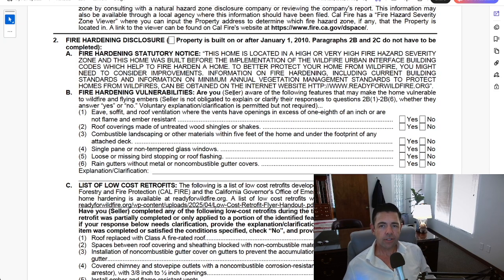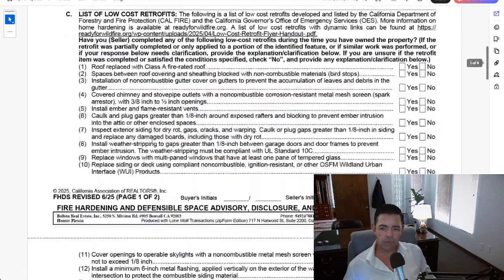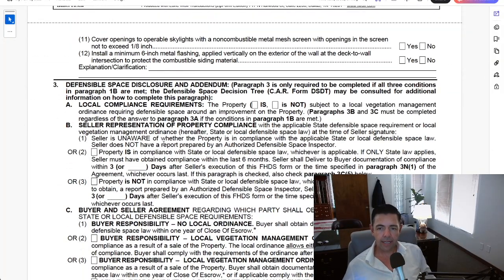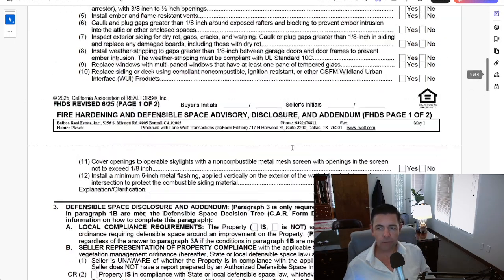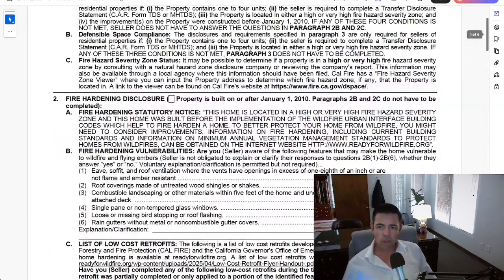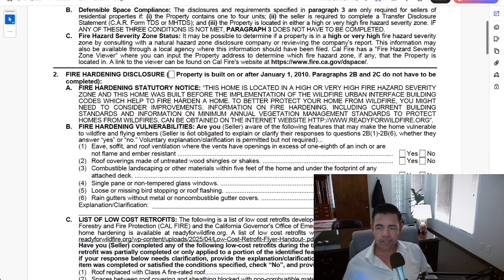Now it says if the answer is yes, if it's a newer property built on or after January 1st, 2010, you can skip 2B and 2C and basically move on to page 2, the second part of the form, the defensible space disclosure. But for the sake of an example, we'll say that no, the home was not built on or after January 1st, 2010. We have to fill this out. So it asks here, and this is where sellers get tripped up, and I'll explain how to present it to a seller so they don't get tripped up.